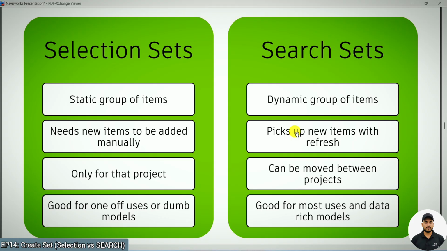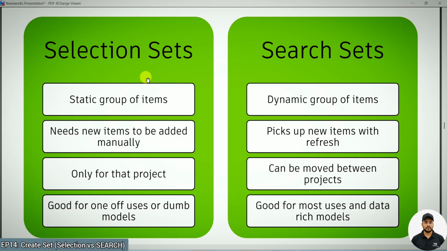Okay, so as you can see here, a selection set, as the definition itself says, contains whatever elements you have selected. Let's say you have selected 4 HVAC air terminals, or 4 floor drains, or firefighting sprinklers, 2 to 3, any count, and you have created a set. Then whenever you select that particular set, only those particular elements will be selected. If you selected 3 sprinklers or 2 floor drains, or however many air terminals, only those quantities will always be selected.